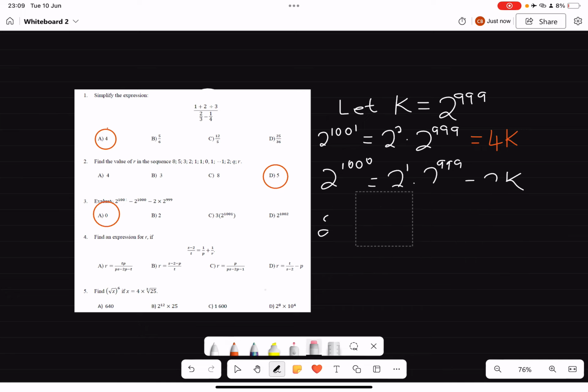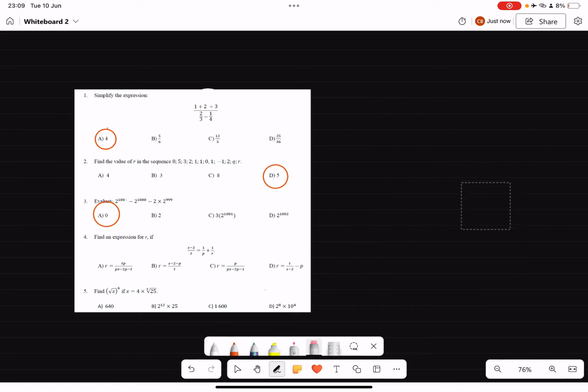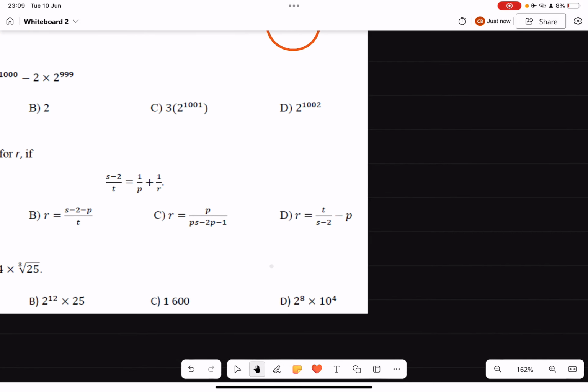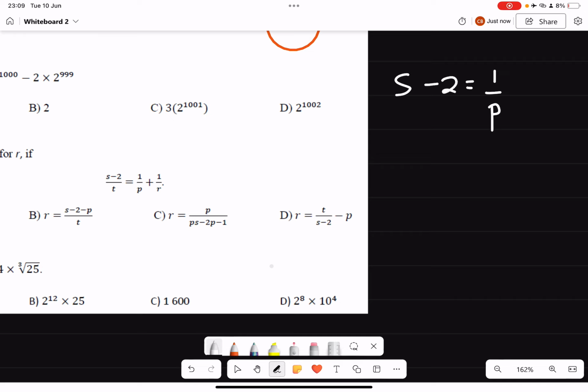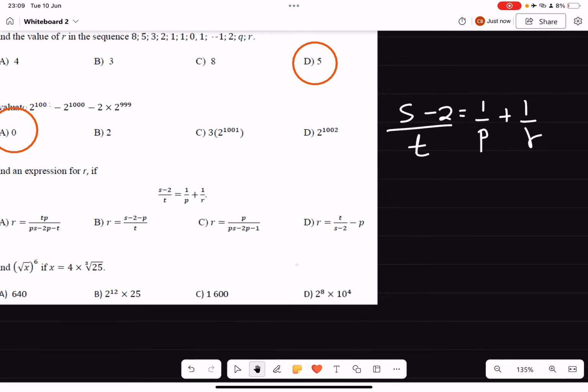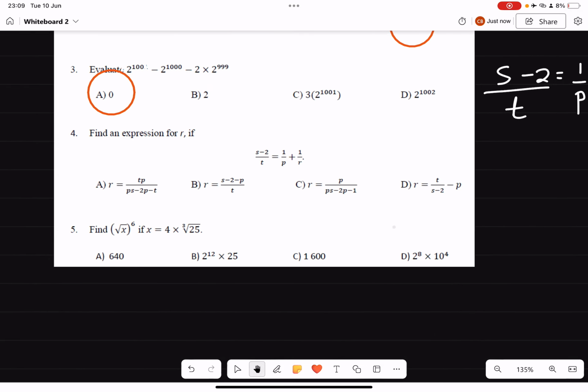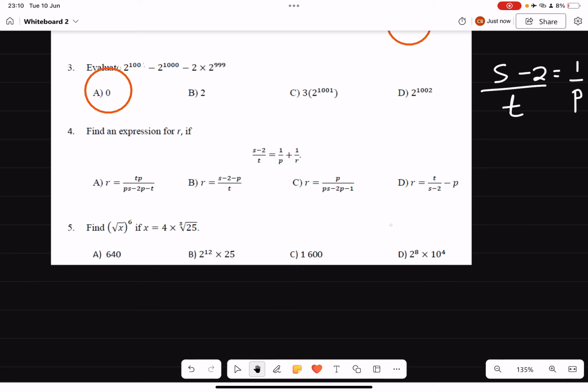Now we're going to do D, which is question 4. Let's check on question 4. We are given s minus 2 equals to 1 over p plus 1 over r, all over t. All right, and we are asked to do what? Let's see what they are saying here. They say find an expression for r. So we are asked to solve for r.